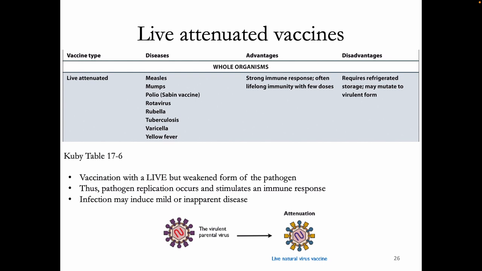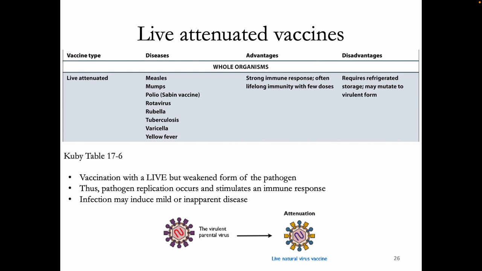We've got lots of live attenuated vaccines that are used. These are amazing because they give the strongest immune responses. They are problematic because they're really difficult to store since the microbe is still alive. They also have the potential to mutate.